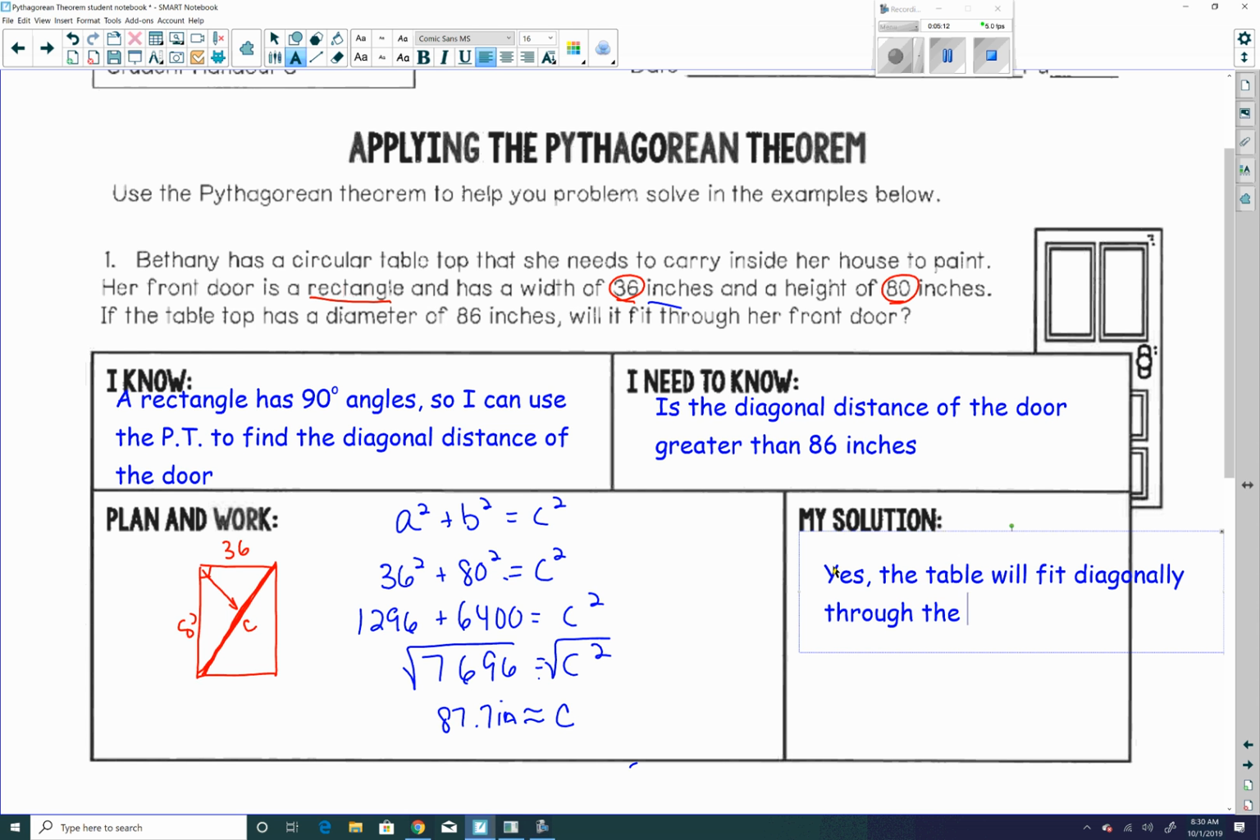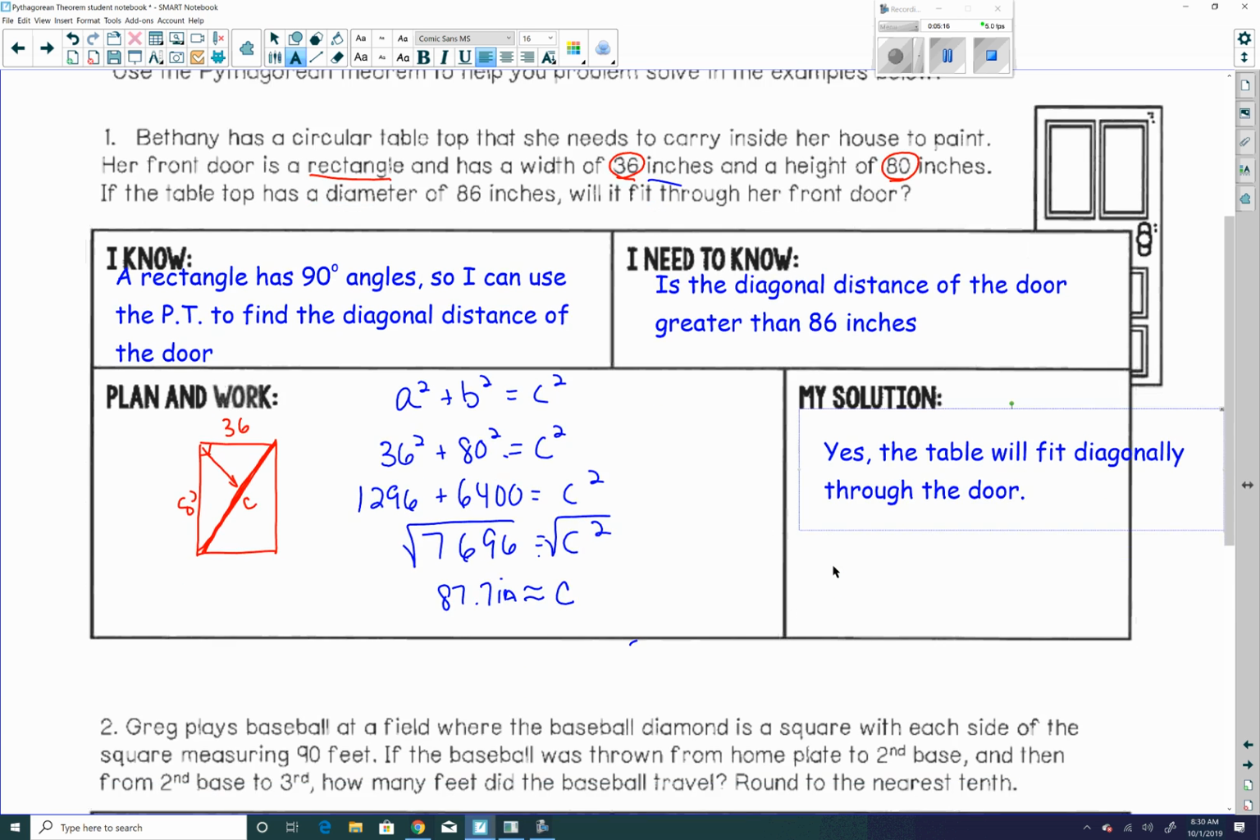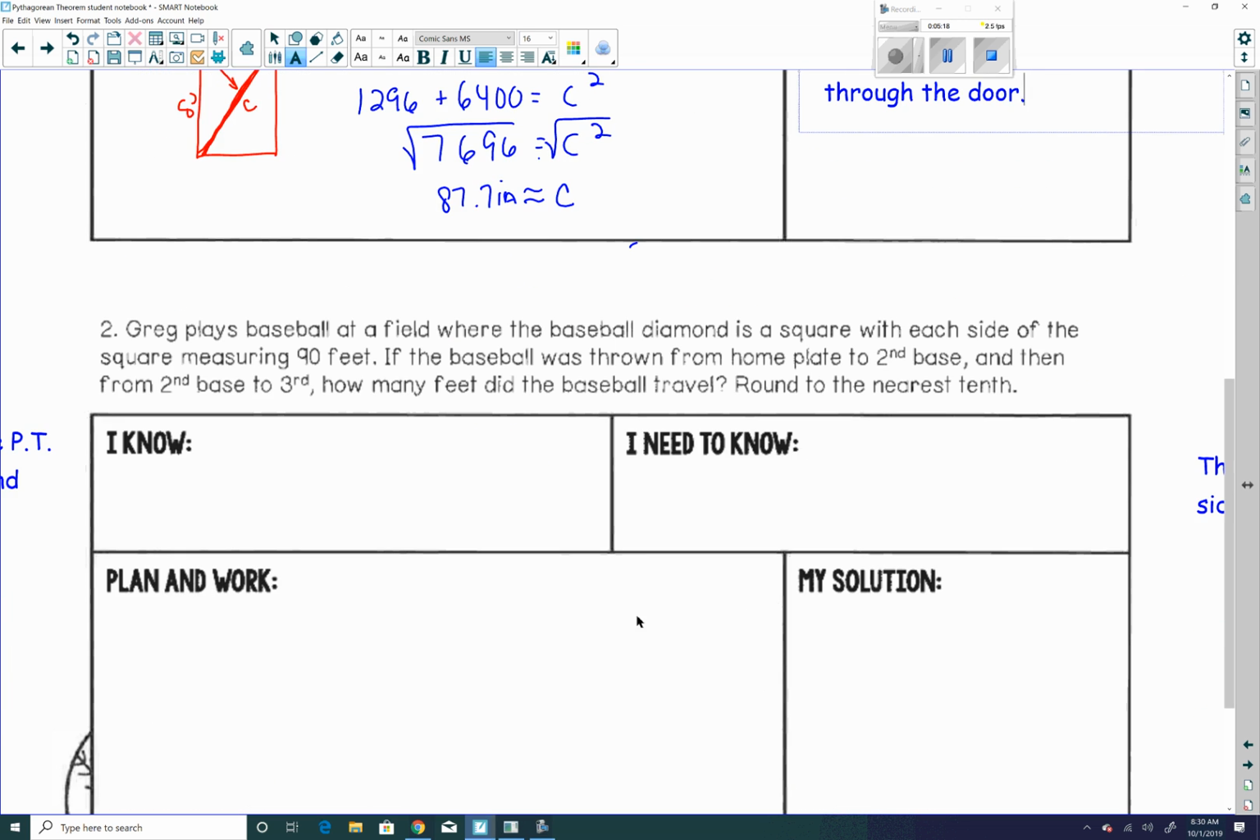Through the door. Okay. The next one has it set up very similarly as far as how we analyze it. It says Greg plays baseball at a field where the baseball diamond is a square with each side measuring 90 feet. If the baseball was thrown from home plate to second base, then from second base to third base, how many feet did the baseball travel, rounded to the nearest tenth?